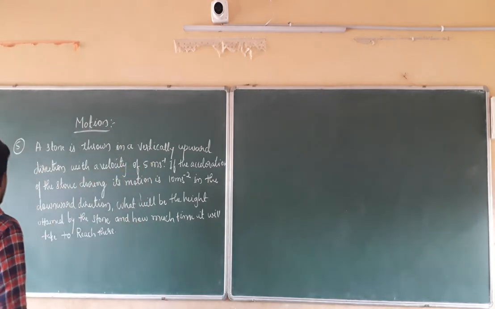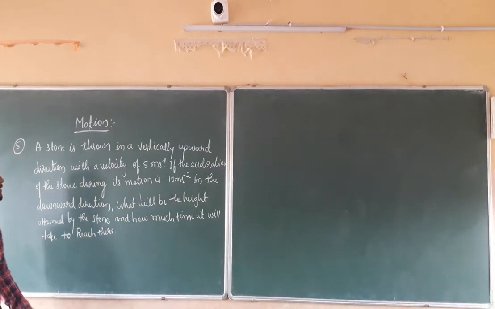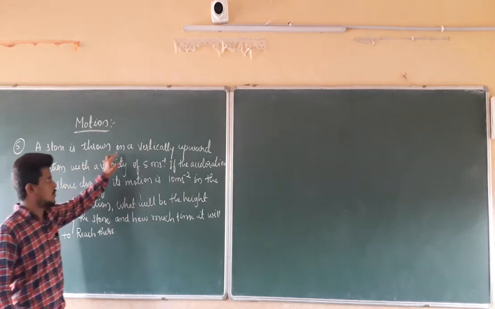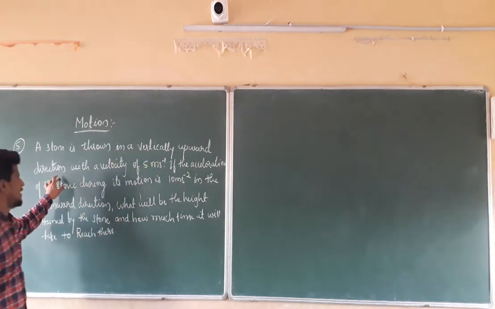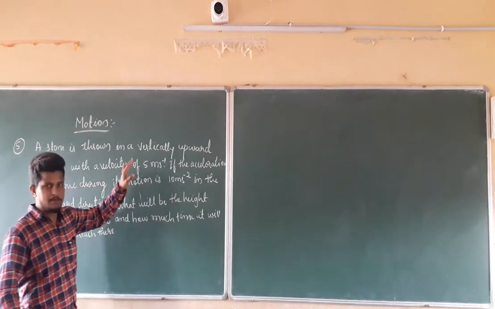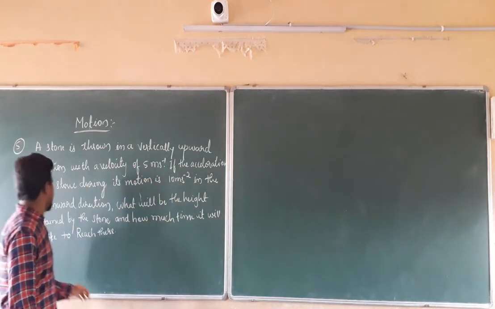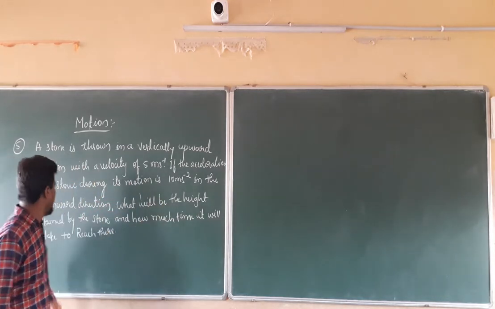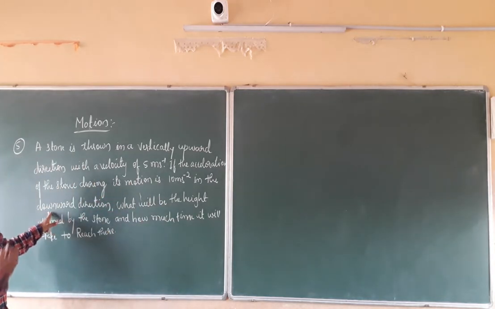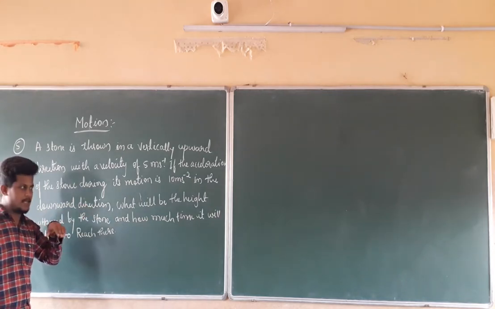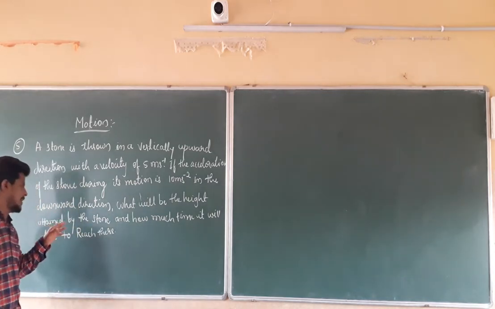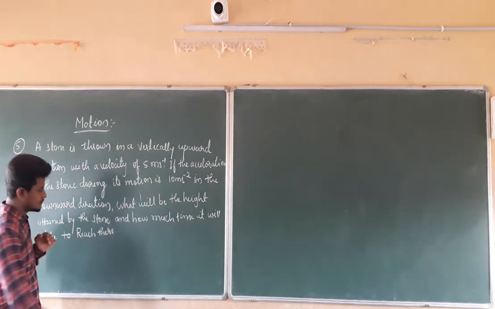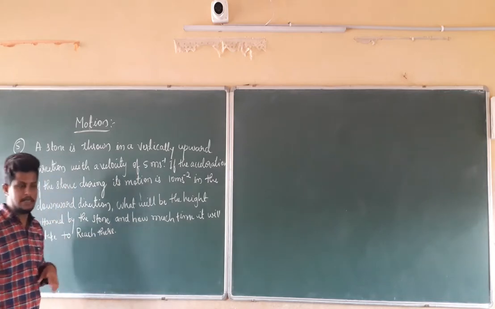Now what is the first question here? The fifth in-text question is: a stone is thrown in a vertically upward direction with a velocity of 5 meter per second. If the acceleration of the stone during its motion is 10 meter per second square in the opposite direction, that is nothing but the downward direction, what will be the height attained by this stone and how much time will it take to reach there?